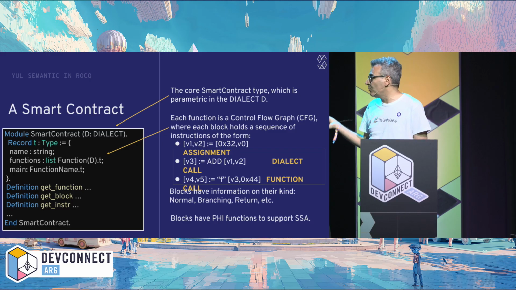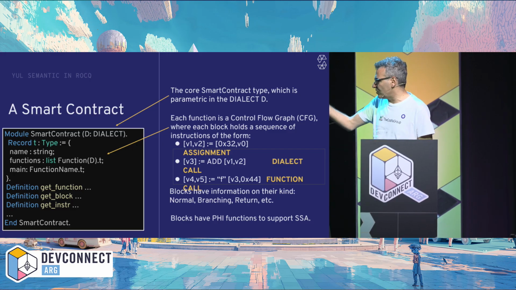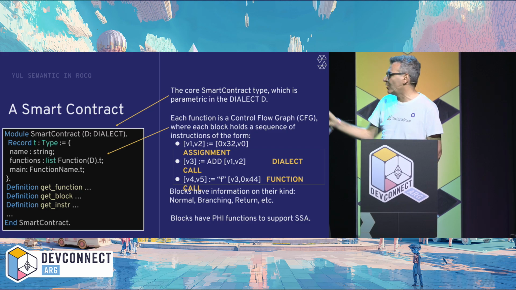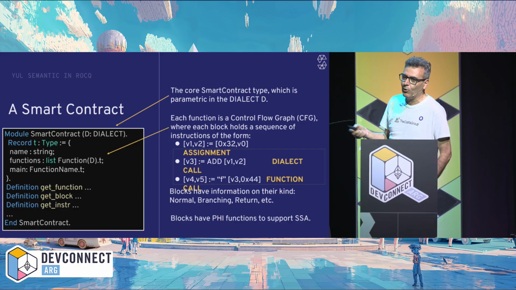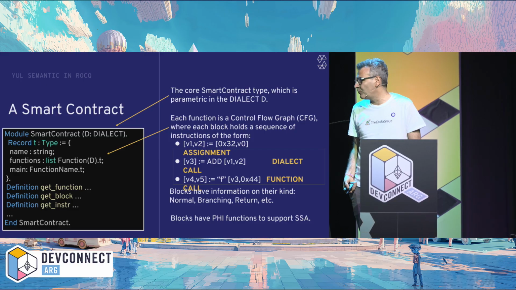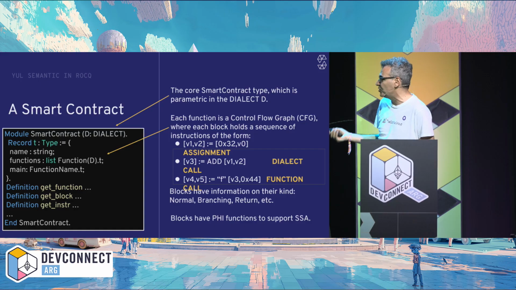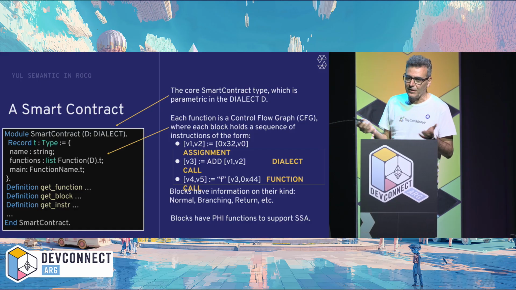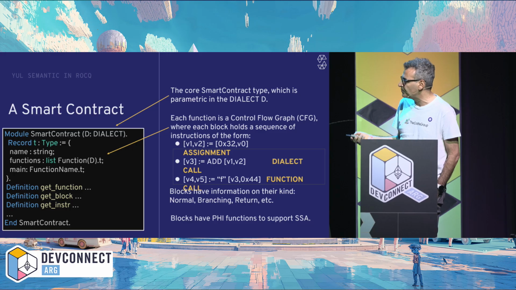So a block includes instructions of this form: an assignment, a call to a dialect, or a call to a function. Blocks also have information on their kind, like whether they are normal blocks, branching blocks, or return blocks. And blocks also have support for the phi function in case you want to represent an SSA CFG. The CFGs that we have do not assume SSA, but you can also represent SSA CFGs.